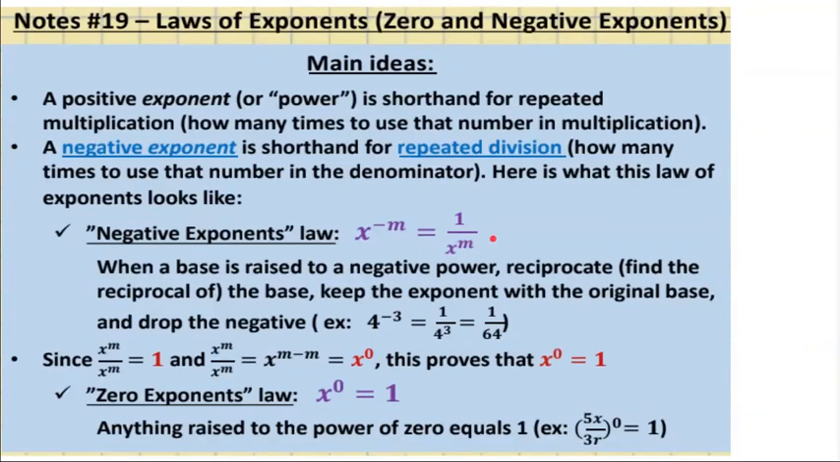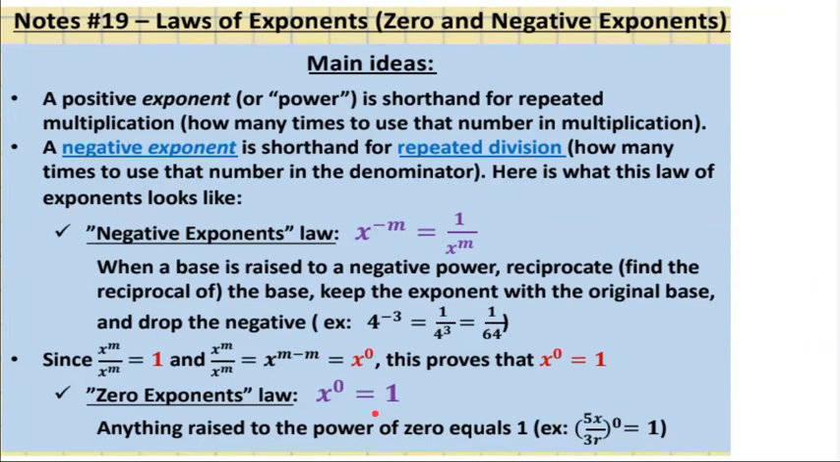Another way you can also think about negative exponents is simply raising the reciprocal of the base, so 1 over x, to the m power. You can think of negative exponents in any of those ways, whichever you find easier to understand. If the exponent is 0, though, the law is very simple. No matter what the base is, if the exponent is 0, it equals 1.